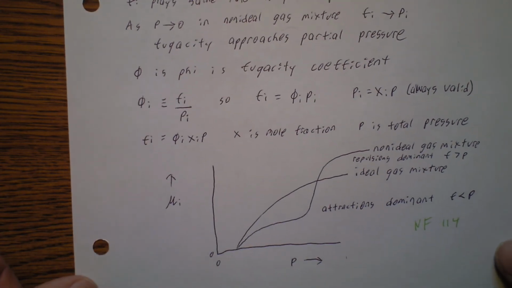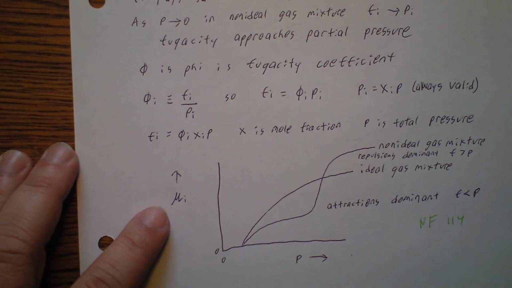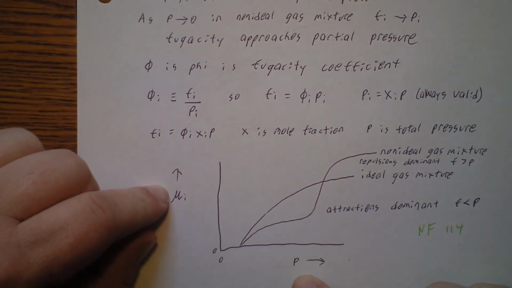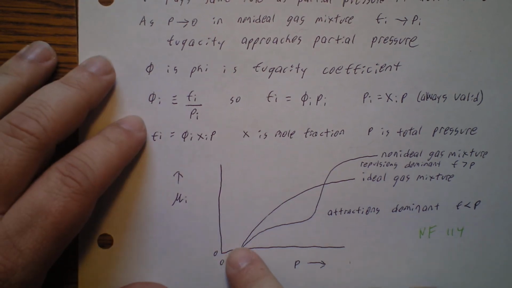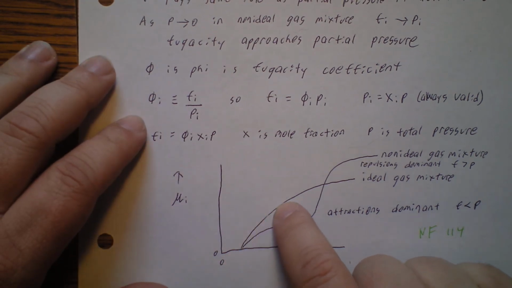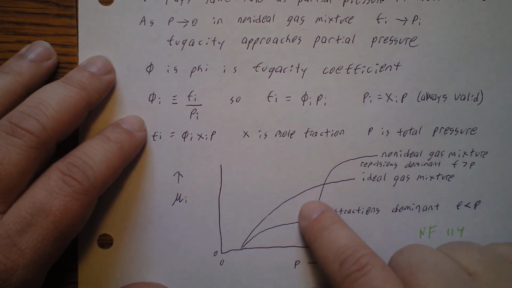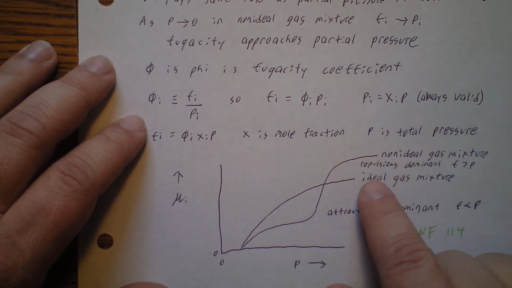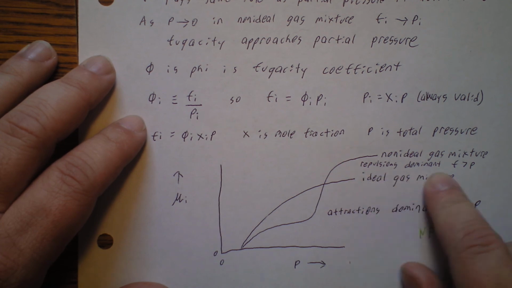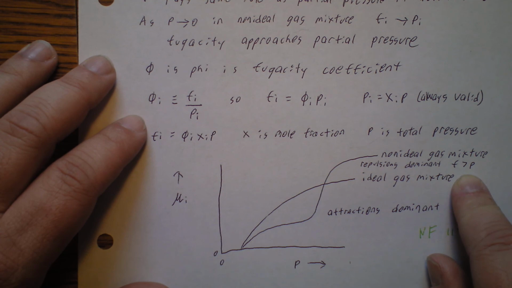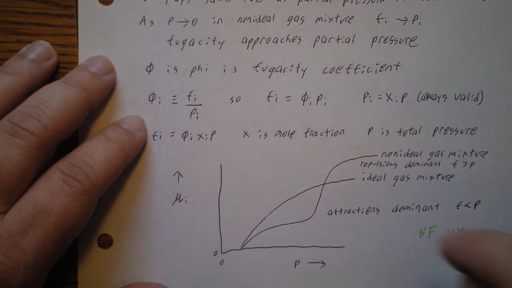So here we have a graph comparing the chemical potential of substance i versus increasing pressure. What will happen as pressure increases? Here's an ideal gas mixture. When you're at low pressure, the attractions dominate, so the fugacity is less than the partial pressure. But as you get to high pressure and the molecules get close together, the repulsions dominate, and then the fugacity is greater than the pressure. So this here is your non-ideal gas mixture.